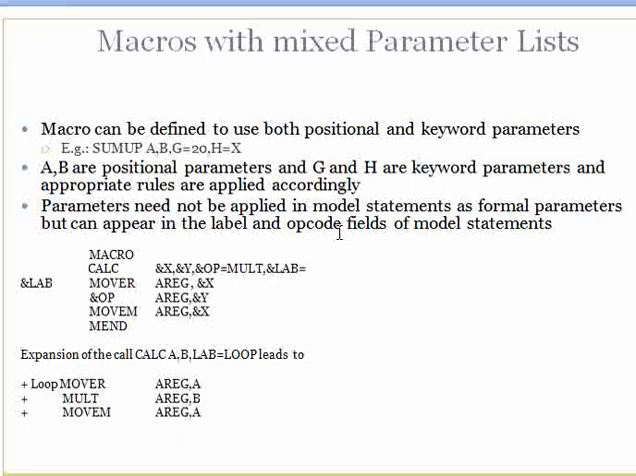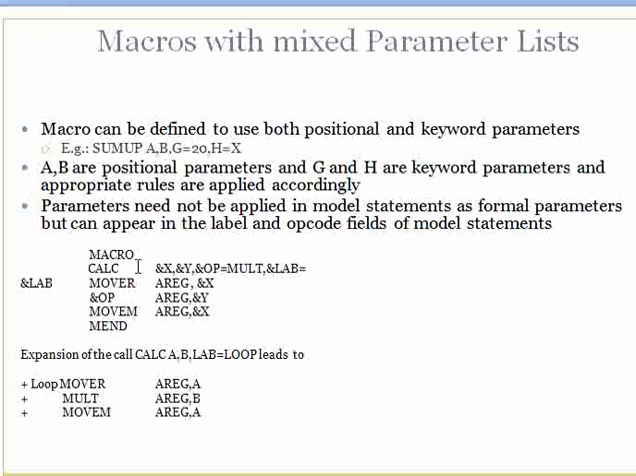Okay, so in a single macro both parameters can appear. But the rule is that positional parameters should appear before the keyword parameters. So if you have a mix of those two kinds of parameters, then positional parameters should appear first. Okay, so if you look at this macro written over here, there is this prototype statement.